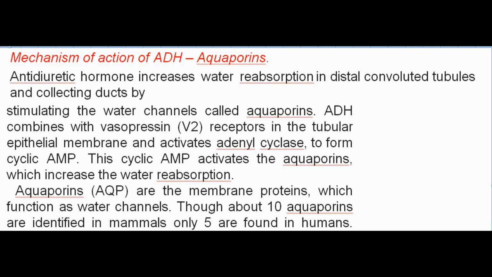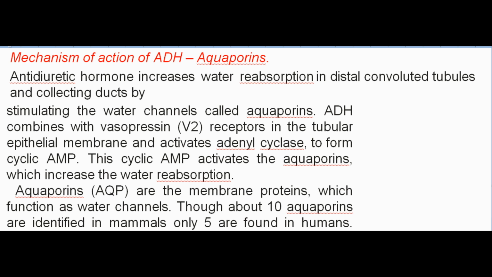Antidiuretic hormone increases water reabsorption in distal convoluted tubules and collecting ducts by stimulating the water channels called aquaporins. ADH combines with vasopressin, V2, receptors in the tubular epithelial membrane and activates adenyl cyclase, to form cyclic AMP. This cyclic AMP activates the aquaporins, which increase the water reabsorption. Aquaporins, AQP, are the membrane proteins, which function as water channels.